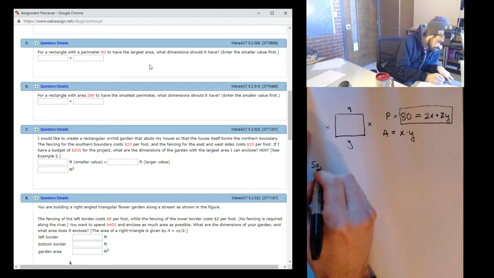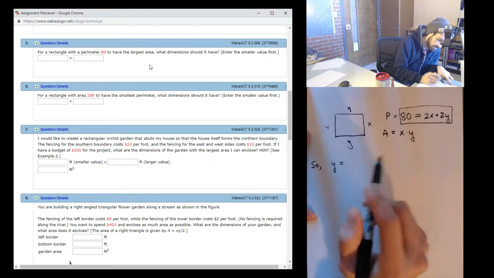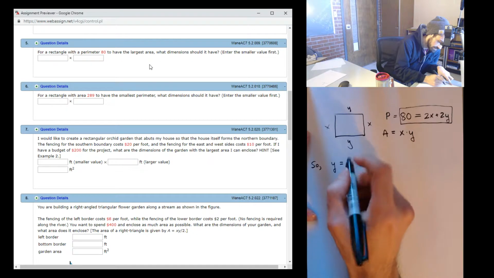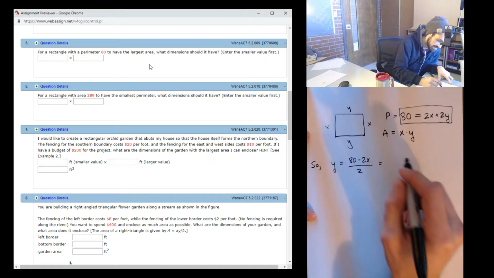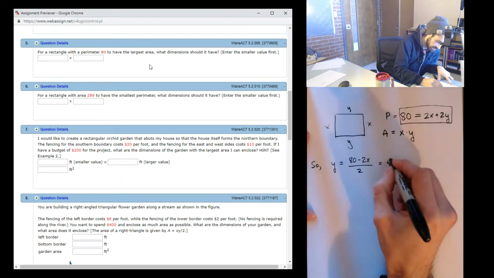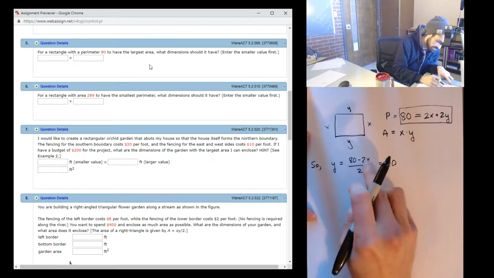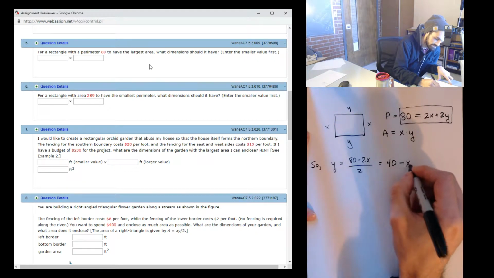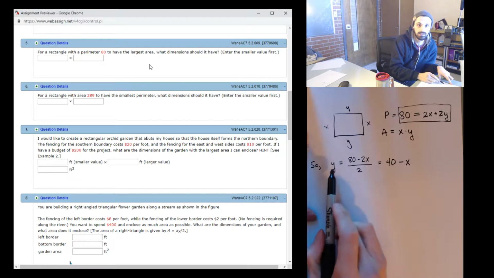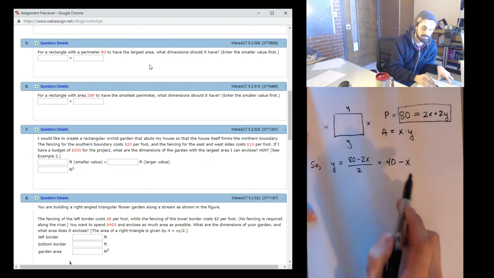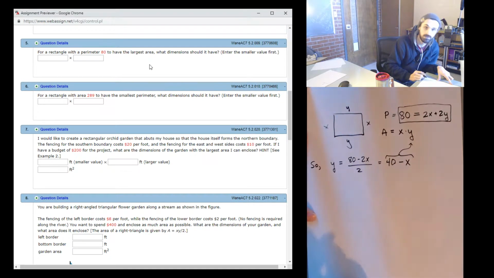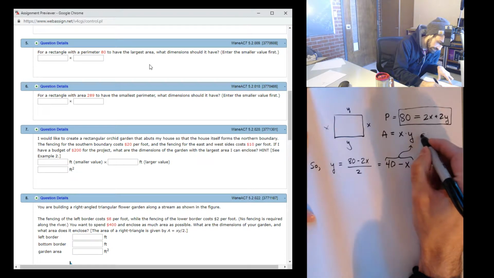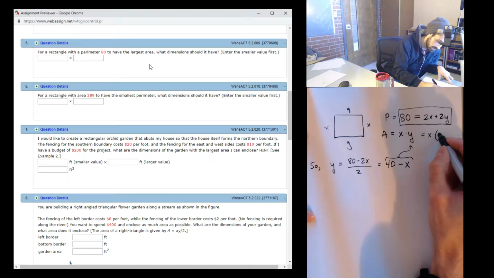So y is, well, 80 minus 2x over 2, which I can simplify a little bit. 80 over 2 is 40. Negative 2 over 2 is negative 1. So there's my relationship between y and x. I'm going to take this and shove it in for y. So area is x times y, which we're now calling 40 minus x.